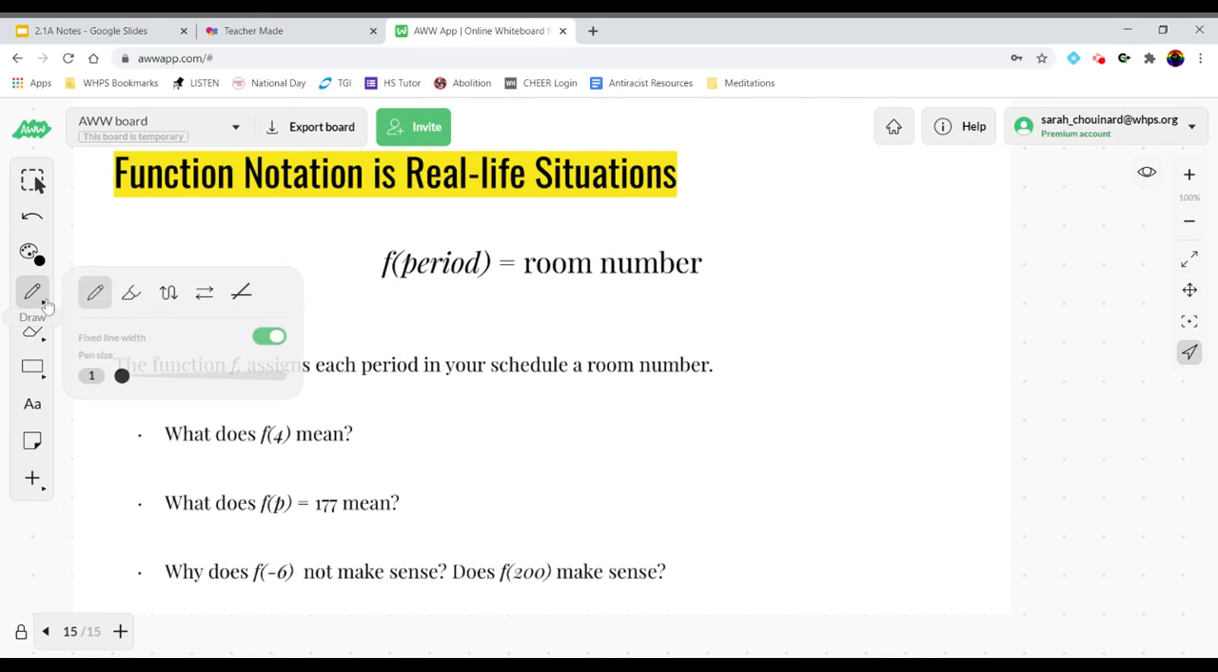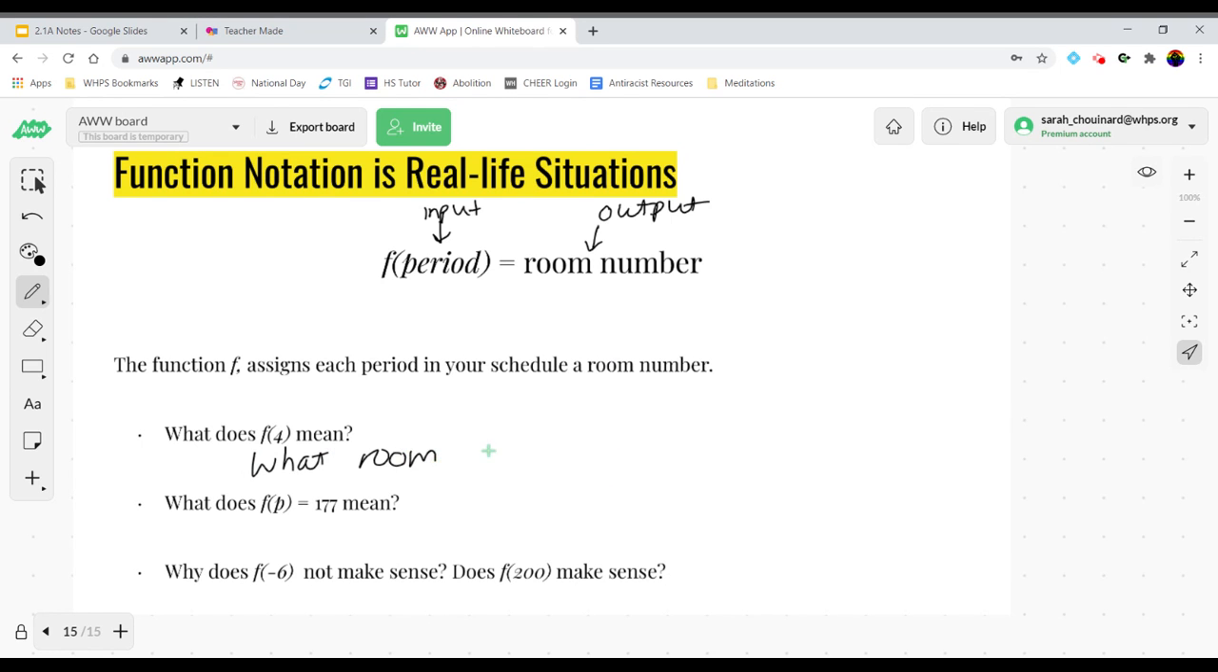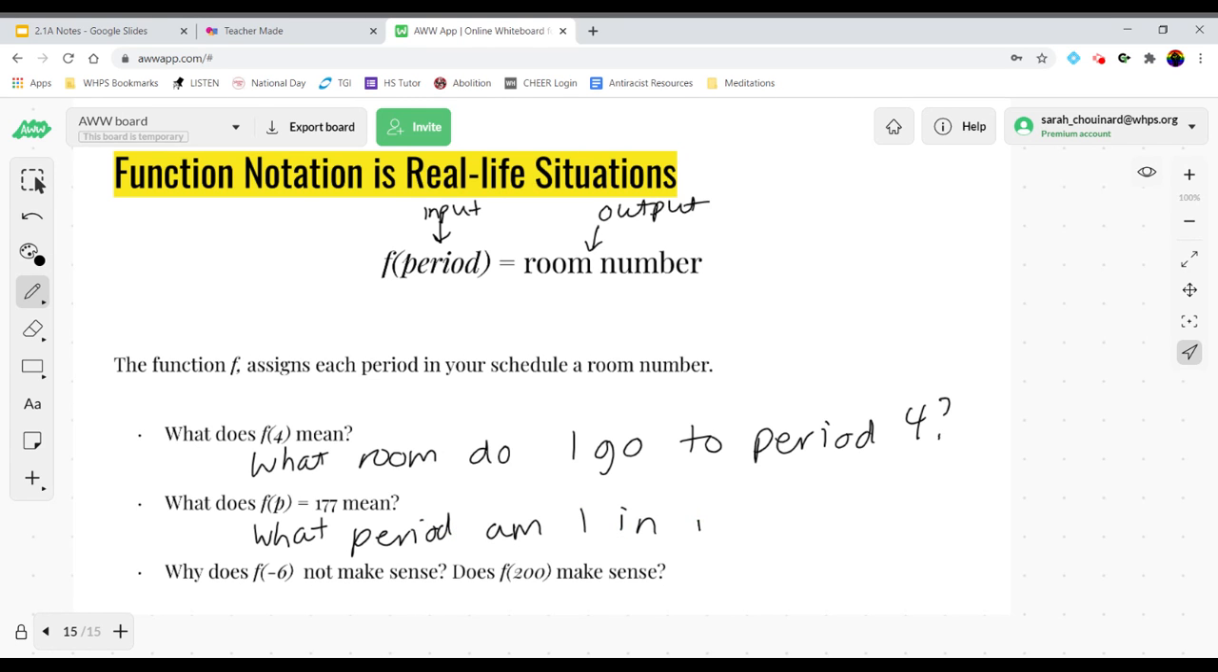And then for this function, my input is the period. The output is the room number that I go to. So F is assigning the period in your schedule to a room number. So F of 4 is what room do I go to? Period 4. And then F of P is 107. 107 is the output. So that's, in this case, the room number. So this is kind of saying, what period am I in room 177?